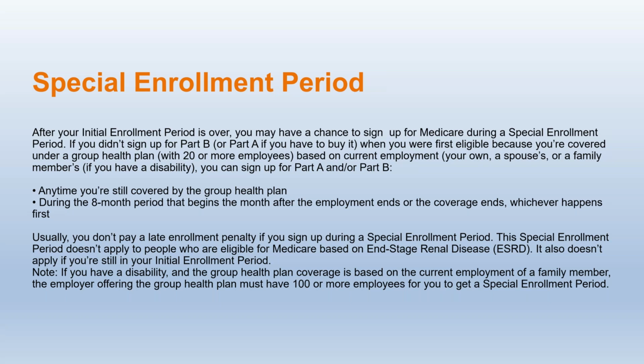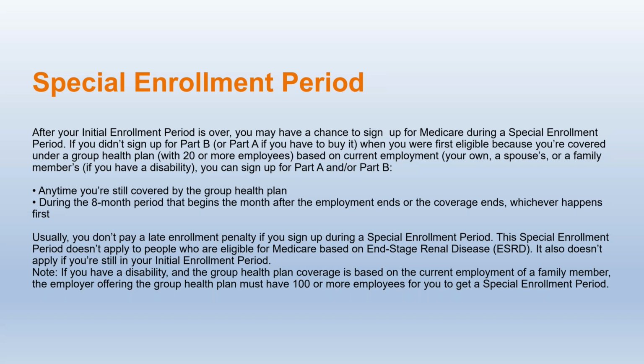If you didn't sign up for Part B when you were first eligible because you're covered under a group health plan based on current employment, either your own or your spouse's or a family member's, you can sign up under Part A and/or B anytime you're still covered by the group plan, or you have an 8-month period that begins the month after your employment ends or the coverage ends, whichever happens first.